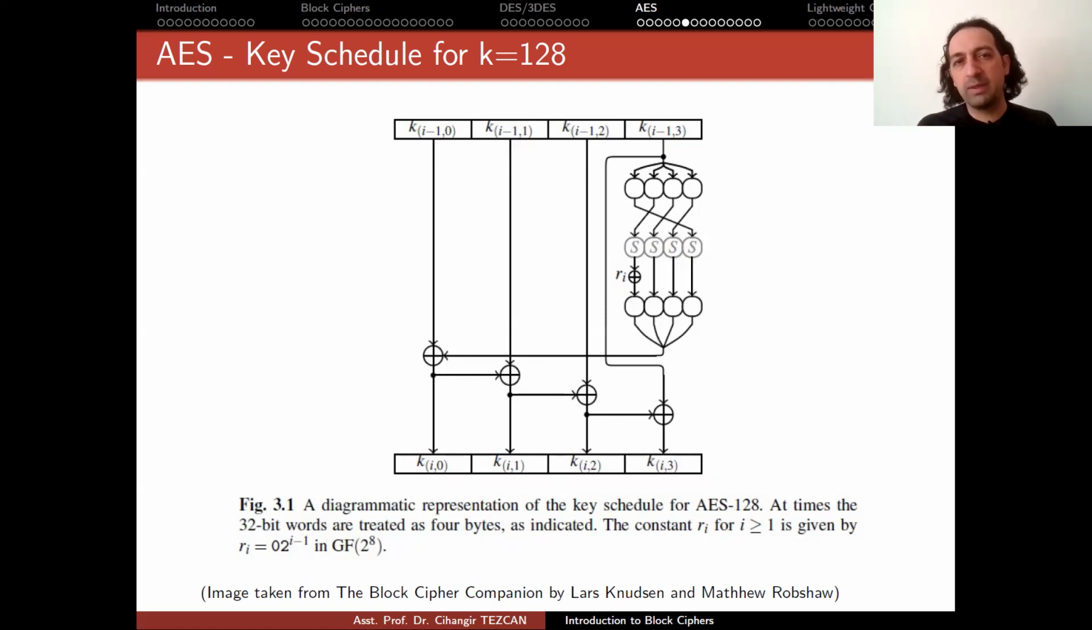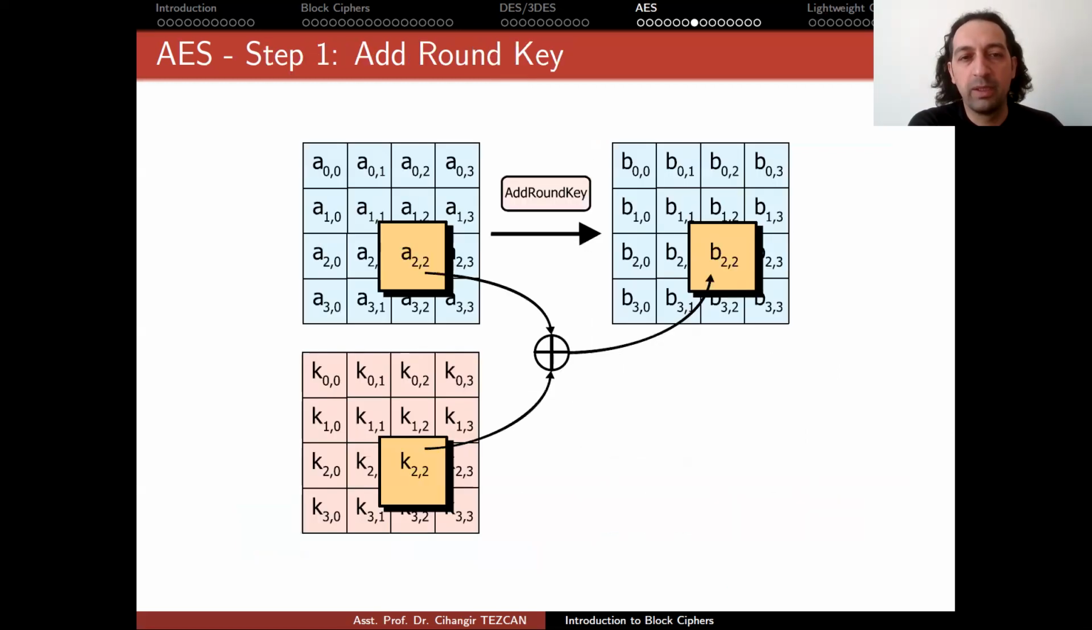The picture is somewhat similar when you choose other key sizes, but when you choose a larger key size, there are more operations. For instance, when the key is 256 bits, you will see there will be more S-box operations for the rightmost part and so on. But this is the one that we use most actually. So you can think about this picture in your mind when we are talking. Let's look at the steps with this picture.